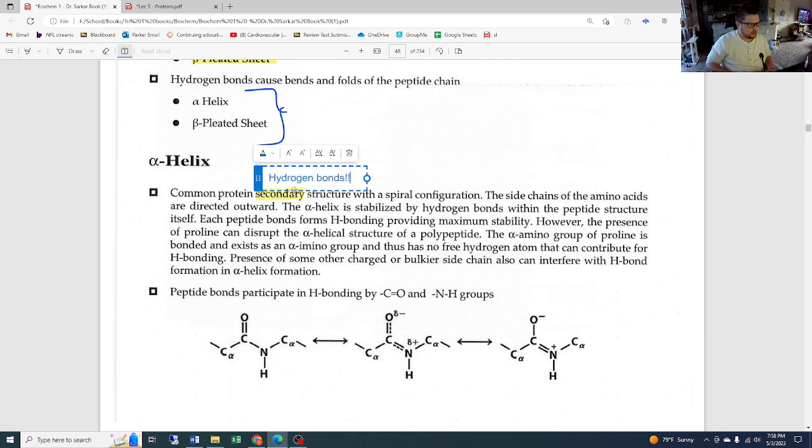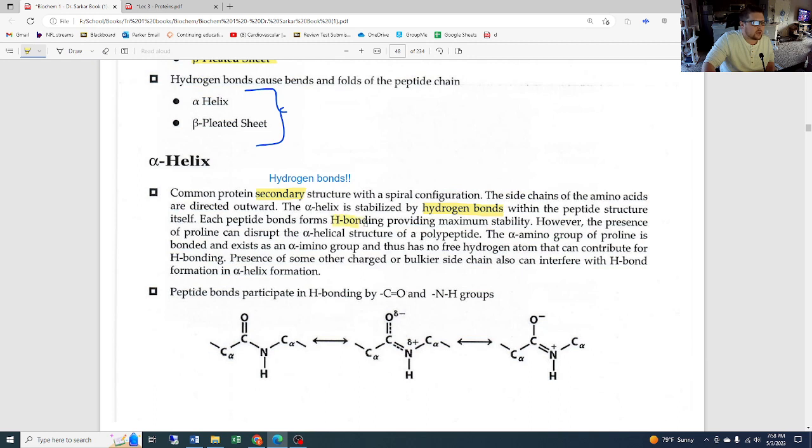Hydrogen bonds. Remember that. With a spiral configuration, the side chains of the amino acids are directed outward. The alpha helix is stabilized by hydrogen bonds within the peptide structure itself. Each peptide bond forms H bonding and provides maximum stability.